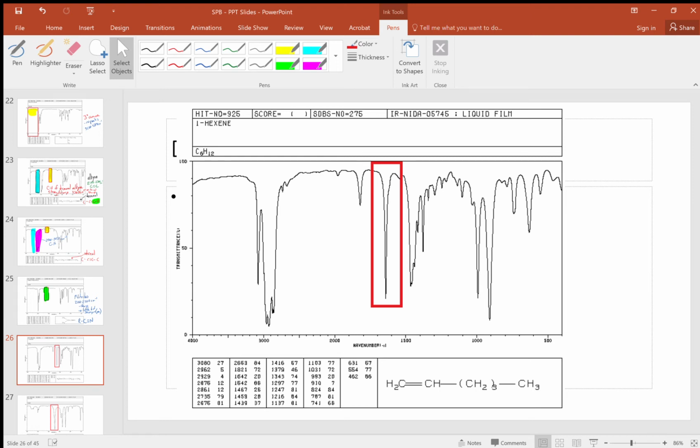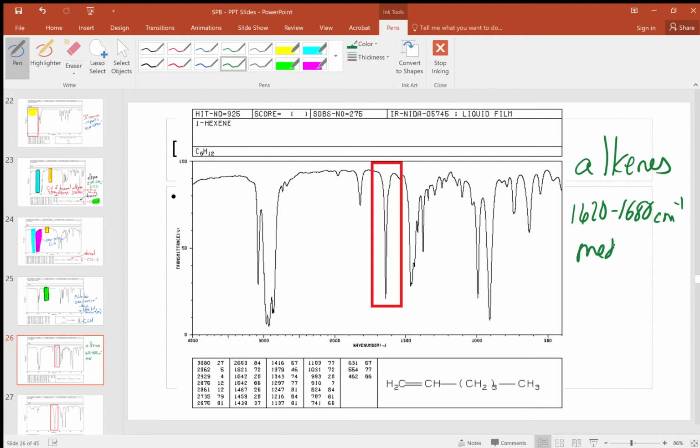So our remaining functional groups that we're going to look at will all show up in sort of the 1600 to 1850 range. And all of these are sp2 carbons. So we're going to start here with alkenes. Alkenes are generally in a range of 1620 to about 1680 and are usually medium intensity. And we can see an example of one here.